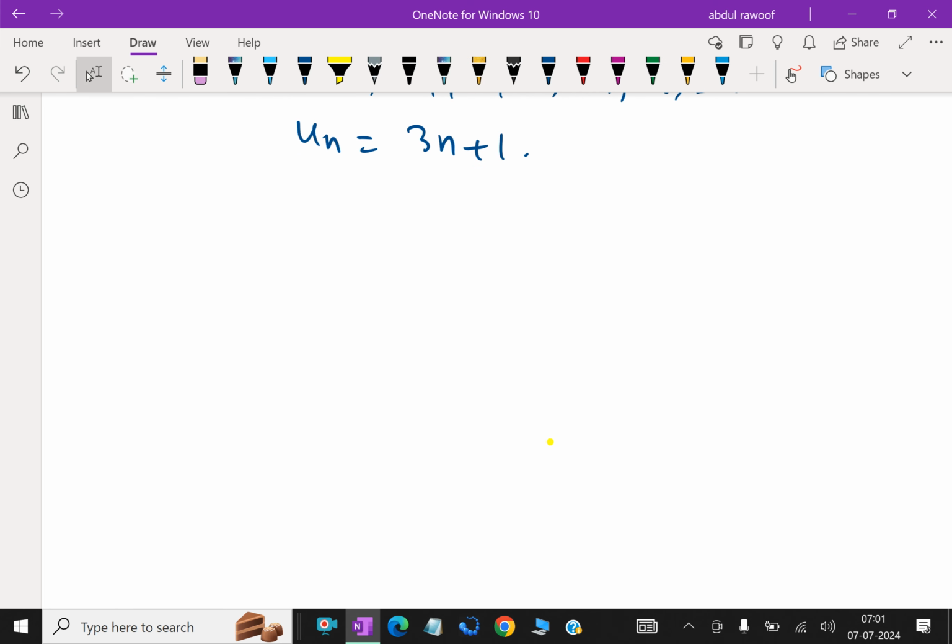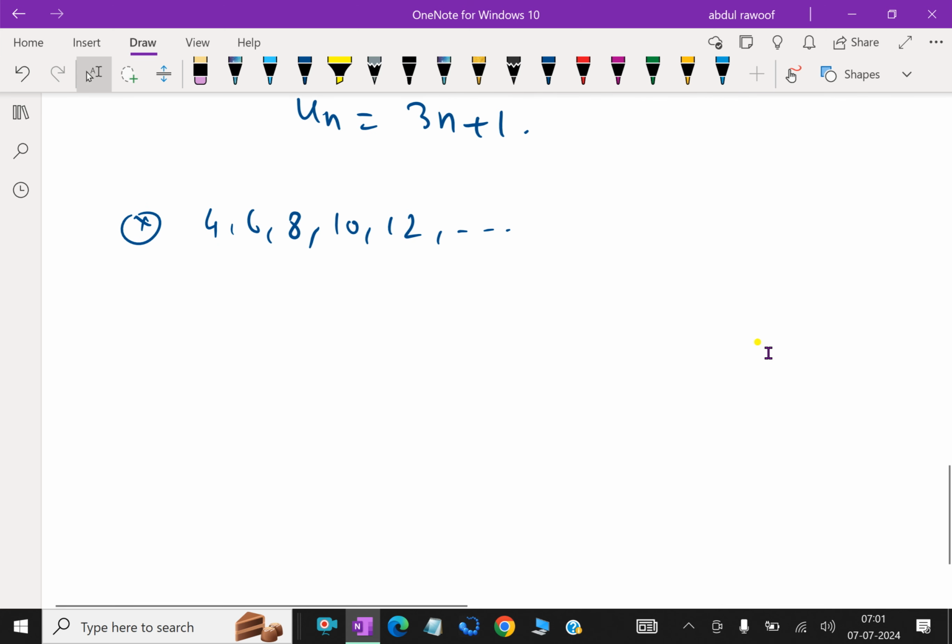One more example. Find the pattern for 4, 6, 8, 10, 12. Here, the number pattern Un you can write as 2n plus 2. It is an even number but starts with 4, because if you substitute n equal to 1, 2 into 1 is 2, plus 2 is 4. n equal to 2, 2 into 2 is 4, plus 2 is 6. n equal to 3, 2 into 3 is 6, 6 plus 2 is 8, like that.